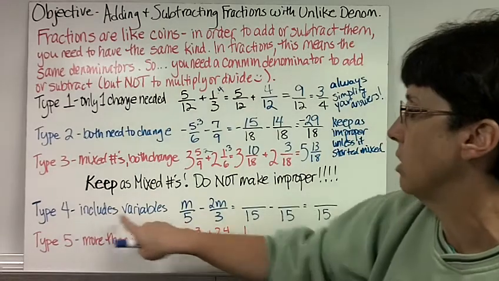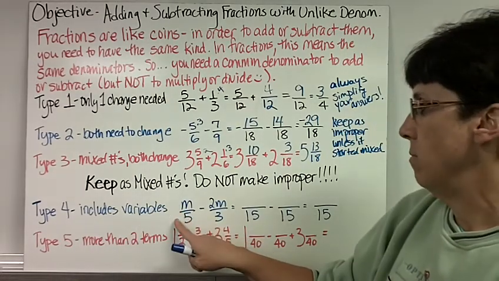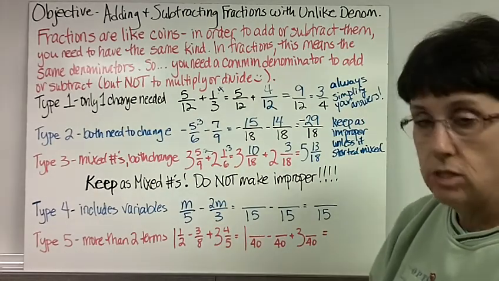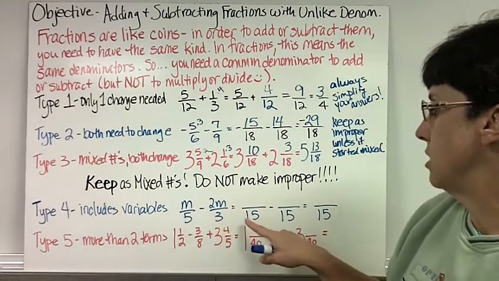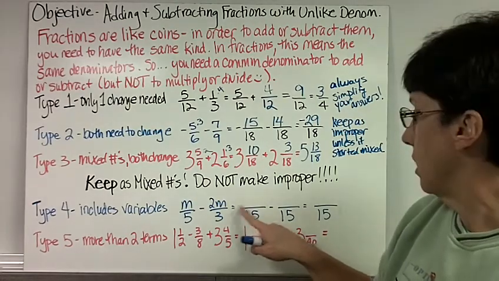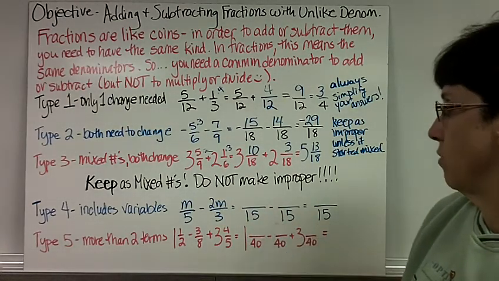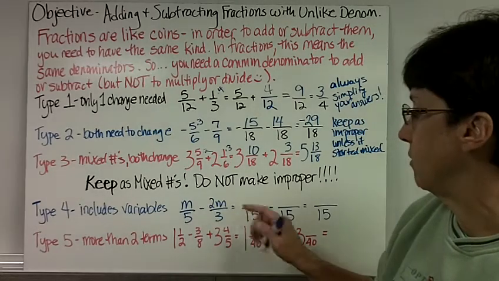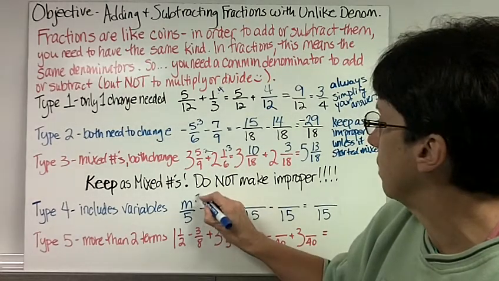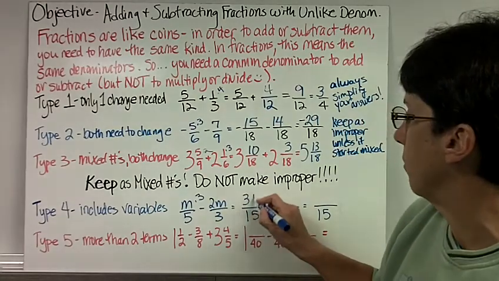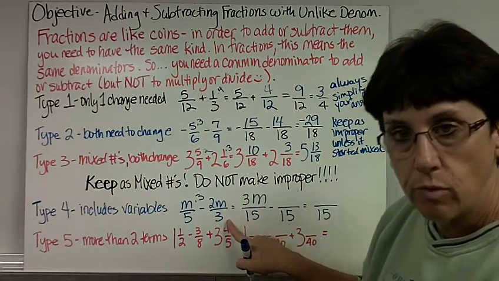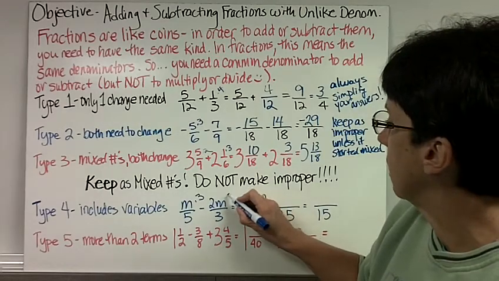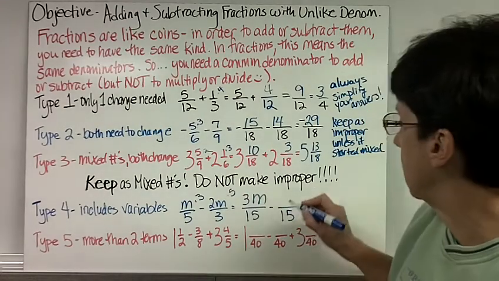All right, type 4 includes variables. So we have m over 5 minus 2m over 3. Find your common denominator. 5 and 3 both need to change, so I'm going to rewrite it with something over 15 minus something over 15. What did I multiply the 5 with to get it to be 15? 3. So 3 times m is 3m. What did I multiply the 3 with to get it to be 15? 5. So 2m times 5 is 10m.